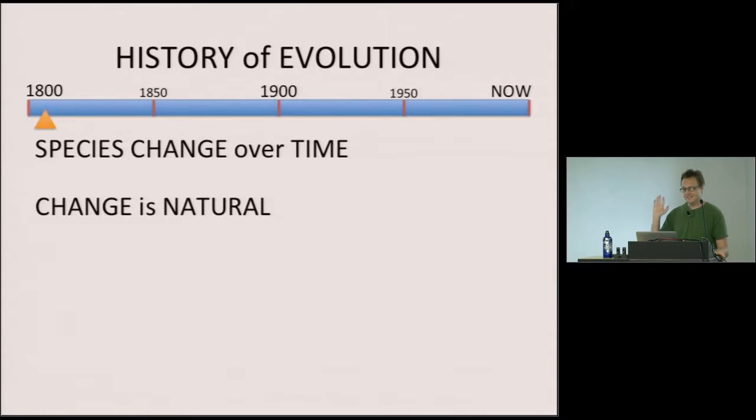Nonetheless, the idea was out there that maybe species do change over time. And the important thing about this initial pre-evolutionary idea was that this change is a completely natural process. There's no otherworldly magical thing happening. It can be completely explained by nature, even though the mechanism is a little bit odd.